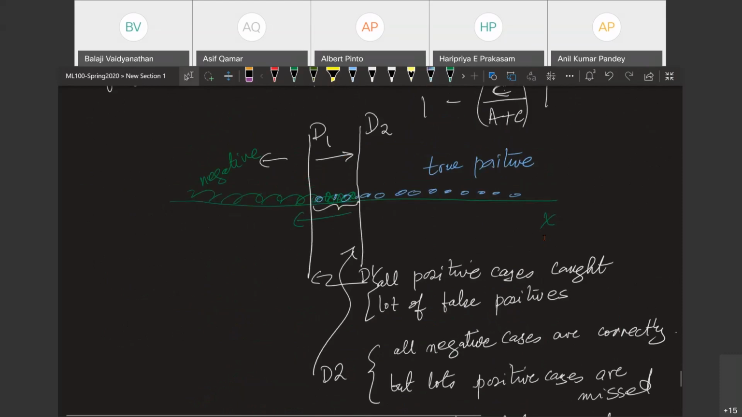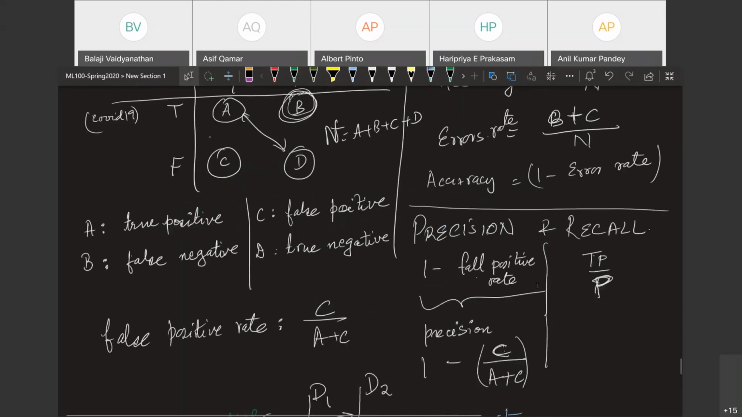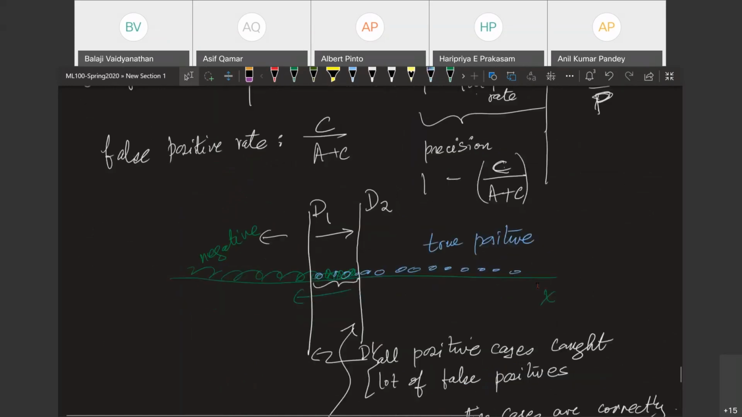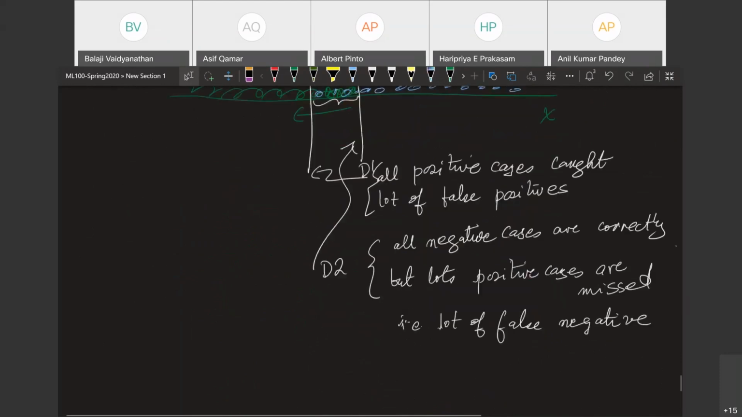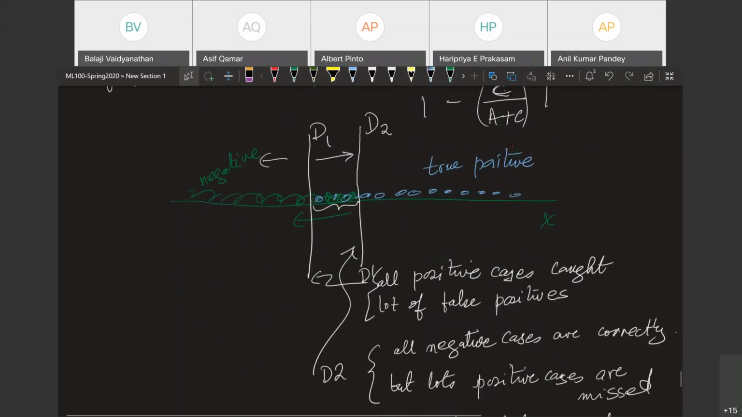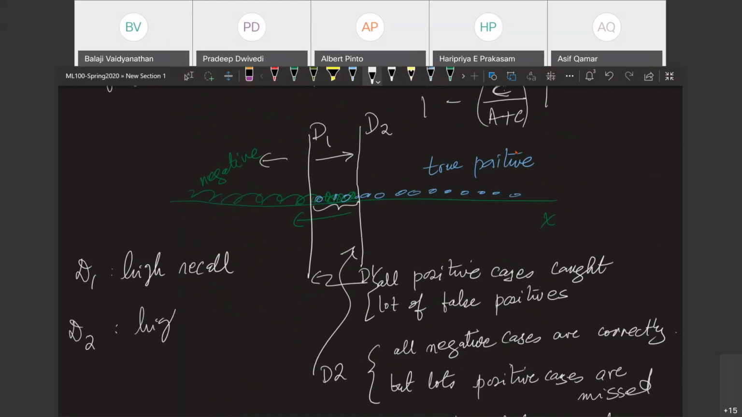So, guys, look here. Intuitively, when you look at the decision boundary D1 and D2, which one has high recall? What is high recall? High recall is there when you don't miss a positive case. Which between D1 and D2 has higher recall? D1. D1 will have high recall. And what about D2? It has high precision.